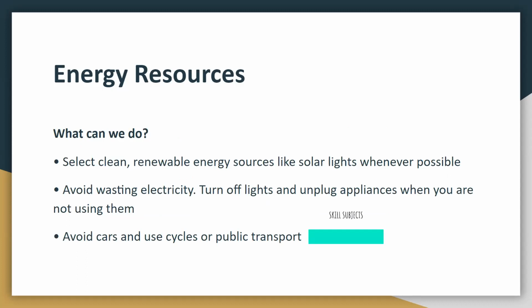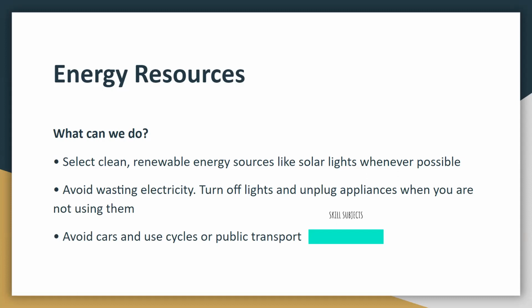Now, what we can do, we can select clean and renewable energy sources like the sun. The solar energy is free for us. Yes, we'll have to install solar panels and maintain them, undoubtedly, but it is free because we do not have to pay any charges to anybody for consumption of this energy. So we should go for that. Then is avoid wasting electricity. That is, when you're not using electricity, please make sure that you turn off the lights, unplug the appliances, switch off the fan or the air conditioner.